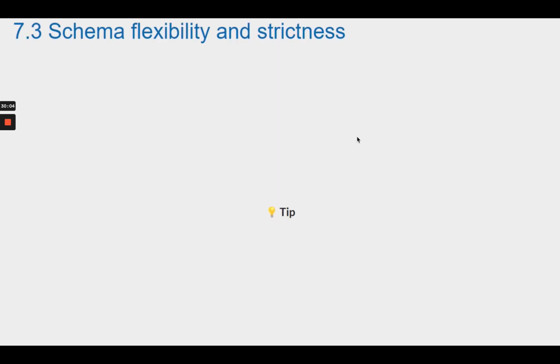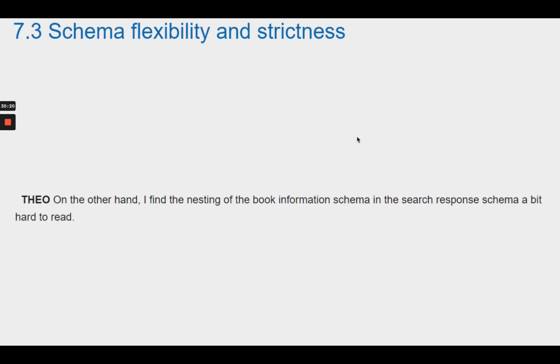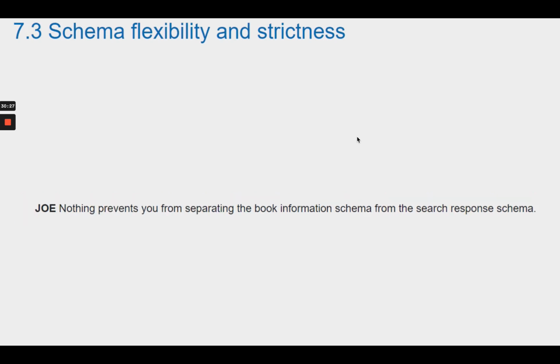Tip. In JSON schema, map fields are optional by default. Theo, I must admit that specifying a list of required fields is much simpler than having to specify that a member in a class is nullable. Joe, agreed. Theo, on the other hand, I find the nesting of the book information schema in the search response schema a bit hard to read.